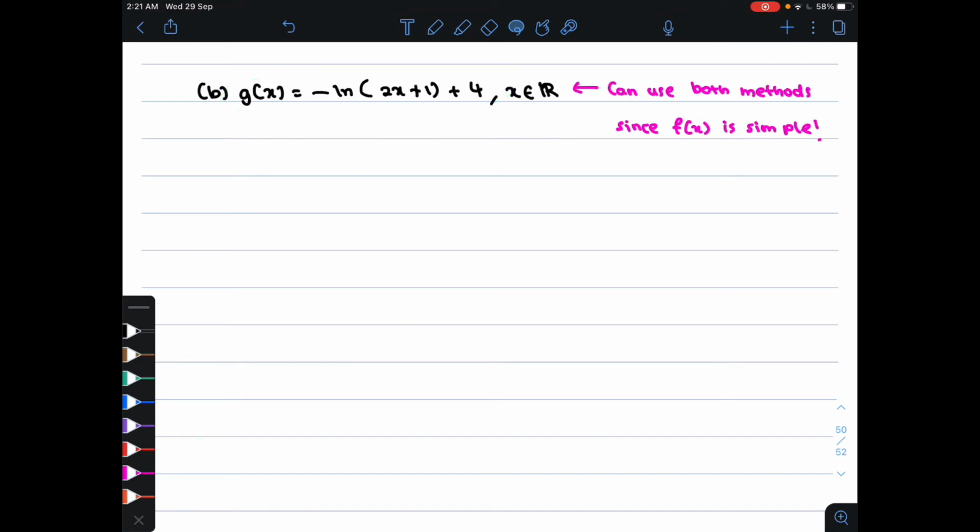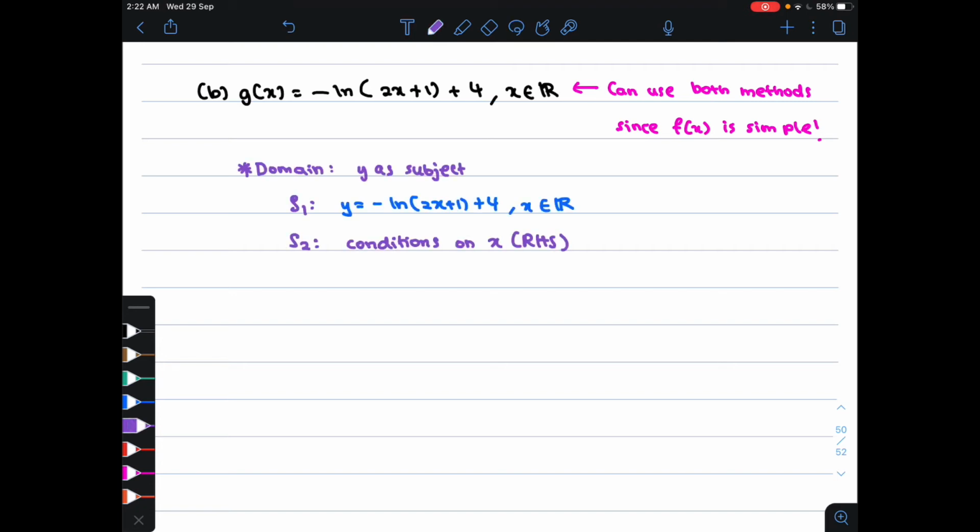So you can use any method that you like. Say that I still want to use the algebraic method. To find domain, we need to write y as the subject. So from step 1, this is our y. And we already know that for step 2, we need to find the conditions on x, which is on the right hand side. Even though we are given x must be an element of R, but we can see that here we have ln. And we all know that for ln, it must be more or equal to 0. Hence, x must be more or equal to negative 1 over 2.